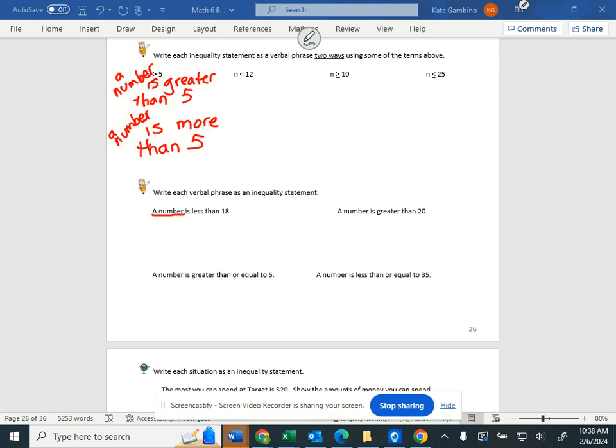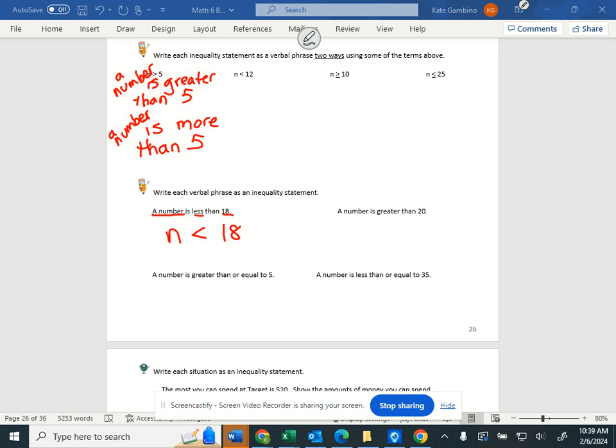Then we do the less than symbol. Then we bring down the 18. So we're doing it in order. If the verbal phrase starts with a number, your inequality starts with n. You look at what symbol it is, you bring that down, and then you have what's at the end. So in this one, it's 18. So we bring down the 18. Keep it in order.